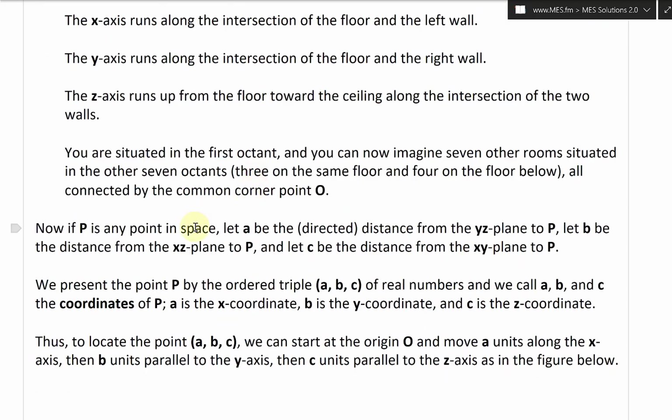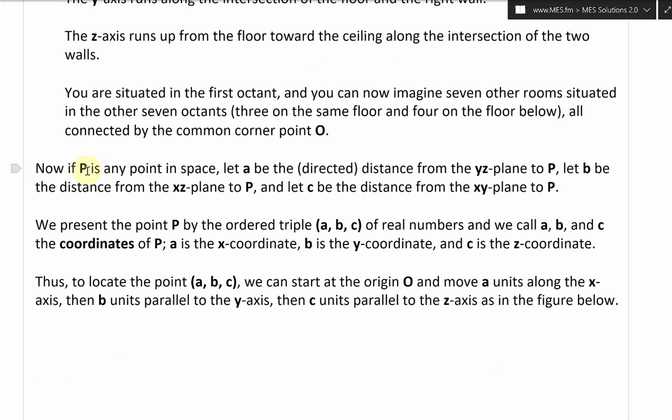All right, now if P, capital P, is any point in space, let A be the directed distance from the YZ plane to P, and let B be the distance from the XZ plane to P. And this word directed, I think the calculus book just means perpendicular, or the shortest distance from that plane. And let C be the distance from the XY plane to P. We'll illustrate this all soon.